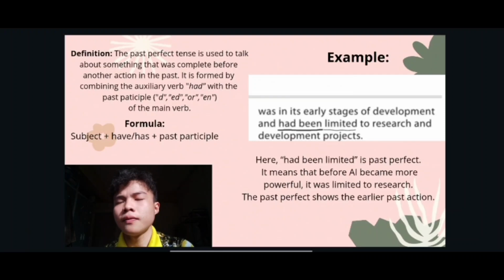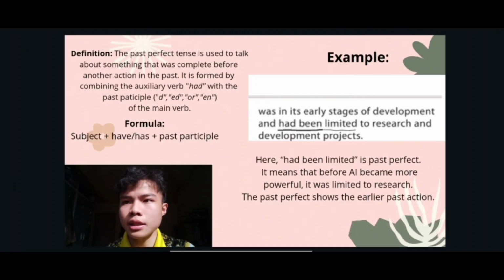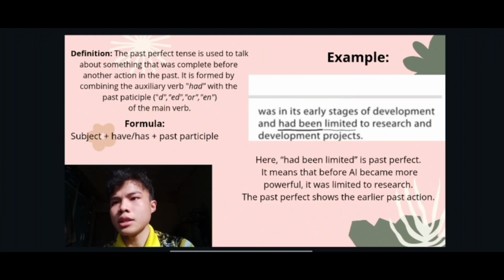So we can see here an example for past perfect. The past perfect tense is used to show that one action happened before another action in the past. So, an example from the article: and had been limited to research and development projects. Here, had been limited is the past perfect. It means that before AI became more powerful, it was limited to research. The past perfect shows the earlier past action.